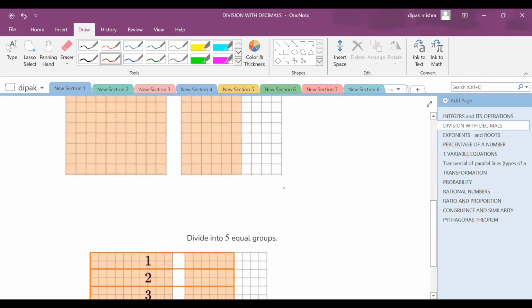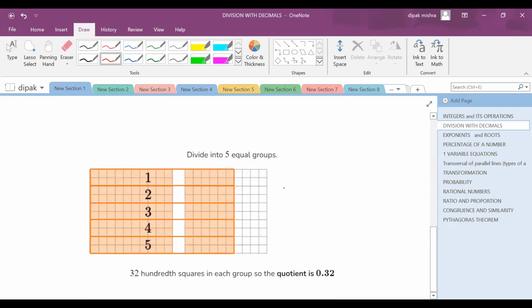So 160 divided by 5 is how much? If you divide it by 5, what are you getting here? Each grid is 20 and 12, this is 32, right? So in effect, when I say 160 divided by 5, it is 32. So when you shift the decimal from here to here, the value of this number is equal to 0.32, right? So the quotient is 0.32, right?